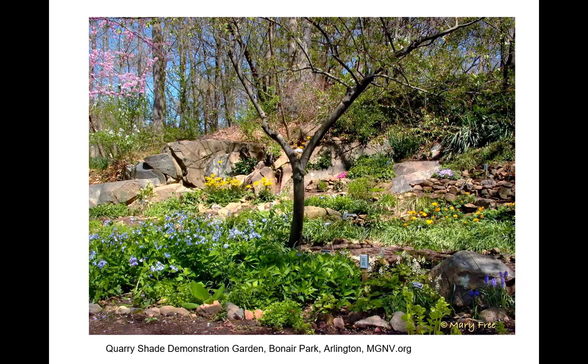And again, in the context of our discussion right now, you can see how the trees around it and of course the center point tree function as a kind of canopy over the top of this outdoor room, which is framed by the walls of the stone. So this is a really beautiful garden. I encourage you to come and visit. I think Janet put into the chat box the Master Gardeners of Northern Virginia website, and you can find information about all of our demonstration gardens there.